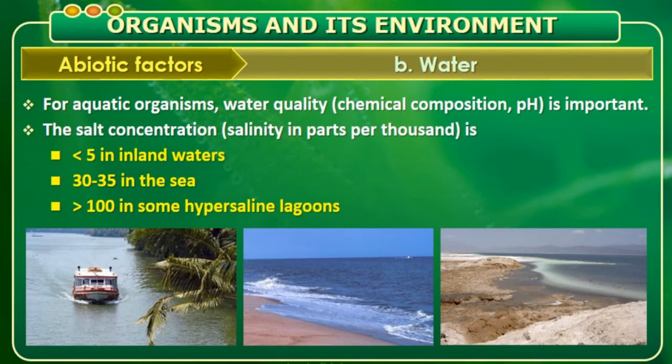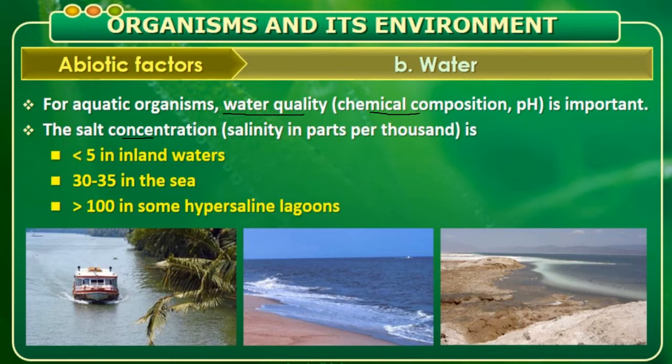So for aquatic organisms, I told you, water quality depends upon the chemical composition and the pH, which is very important. Then secondly, salt concentration, salinity in parts per thousand. It will usually be lesser than 5 in the inland waters, 30 to 35 in the sea, then greater than 100 in some hypersaline lagoons.